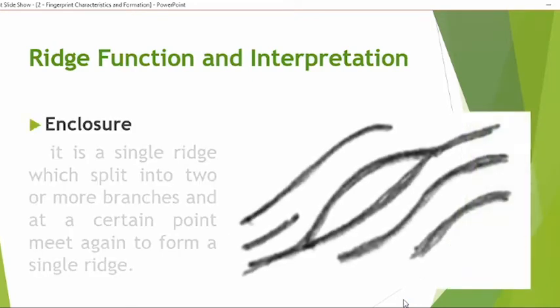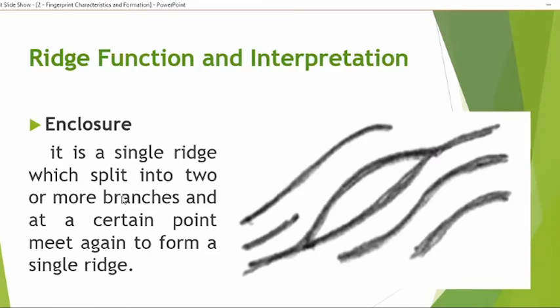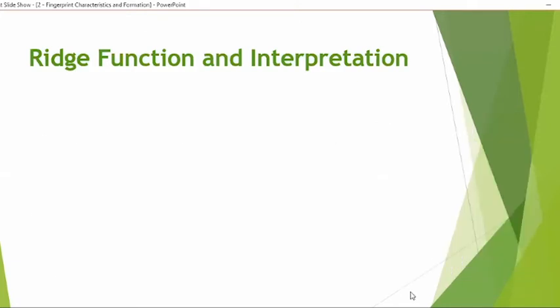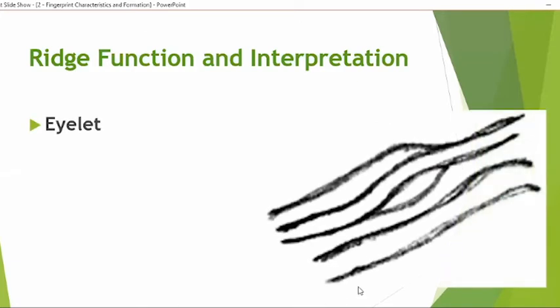Enclosure, it is a single ridge which splits into two or more branches and at a certain point meets again to form a single ridge. A single ridge which is split into two ridges and at a certain point meet again to form a single ridge. So ito ang tinatawag na enclosure. Okay? Eyelet, yan yung small enclosure.